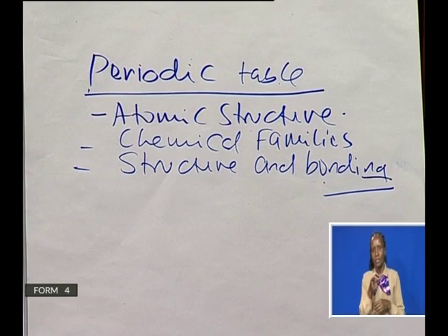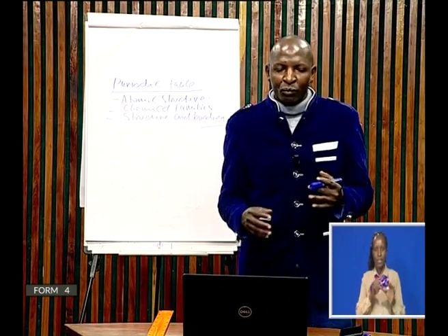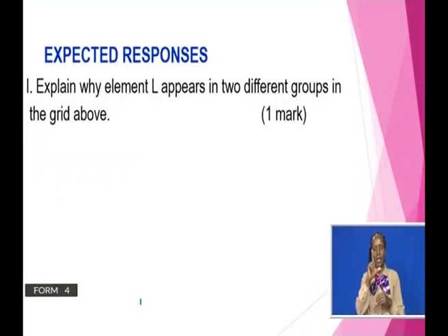So the question that we're going to tackle here will involve all this knowledge, and we are going to blend it to be able to answer the questions in that particular part. So the first question is, explain why element L appears in two different groups in the grid above.